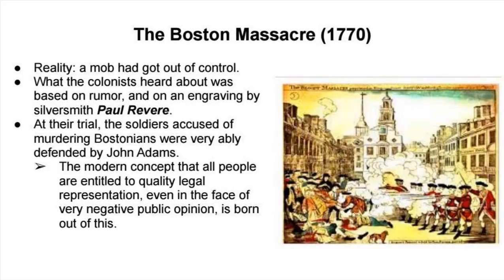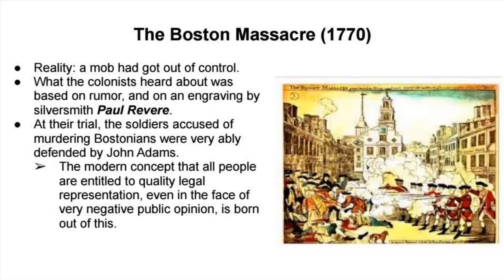In 1770, very famous incident, the Boston Massacre, and you can see here the engraving done by Paul Revere to depict it as exactly that, a massacre. British soldiers shooting into an innocent and unarmed crowd. Now, the reality of the story is that this is a mob that had gotten out of control.